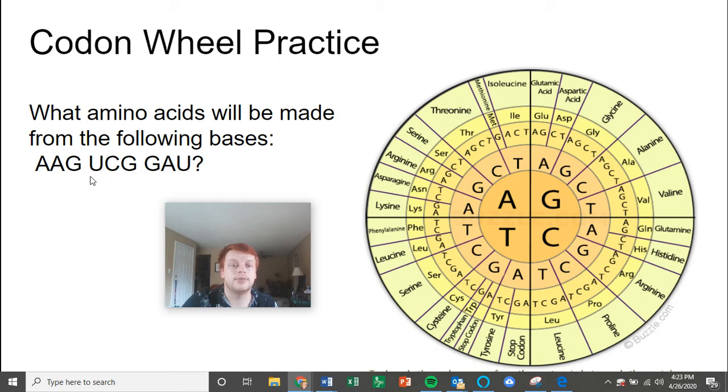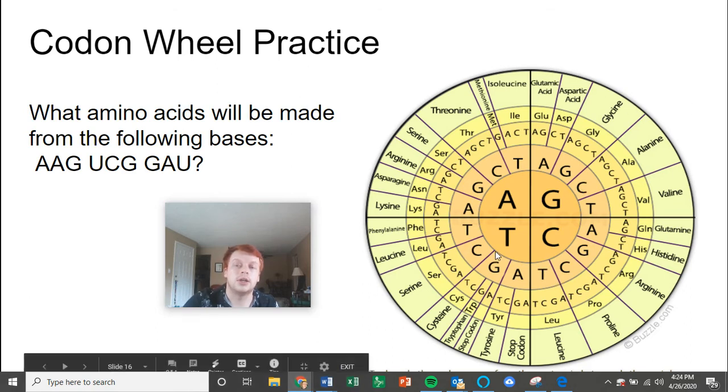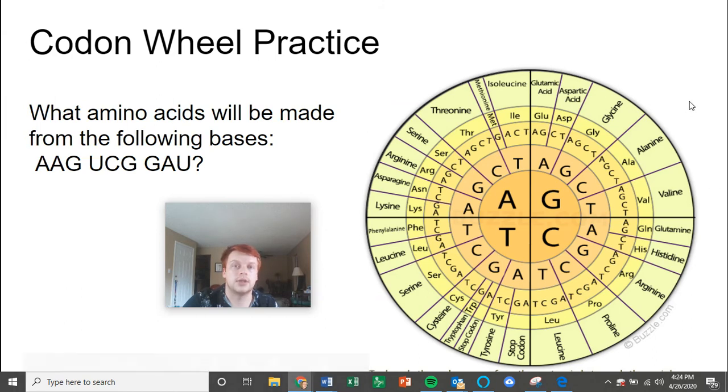All right, so next up we have UCG. This codon wheel isn't great because it has the T's in here, but remember T gets replaced with U. So we'll go U to C to G to give us serine, and then G to A to U, which gives us aspartic acid here. So if you see this wheel on the actual AP, they would give you guys the U letters instead of the T's.